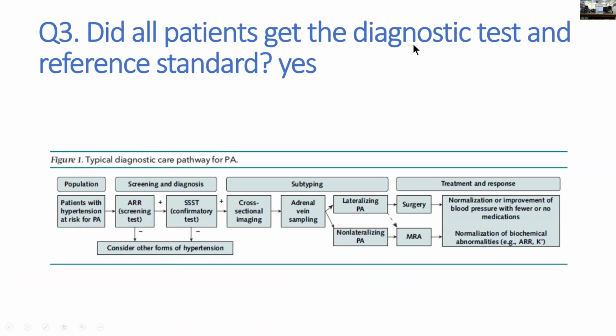Did all the patients get the diagnostic test and reference standard? Yes. So they got both the tests. So the population who was screened had a screening ARR test. Then they had the confirmatory test. This is the index test here. So they had a washout period and then a confirmatory test. And whether it came positive or negative, all of them had cross-sectional imaging and adrenal vein sampling, and based on that, unilateral versus bilateral, underwent surgery or medication. So this was the treatment pathway.